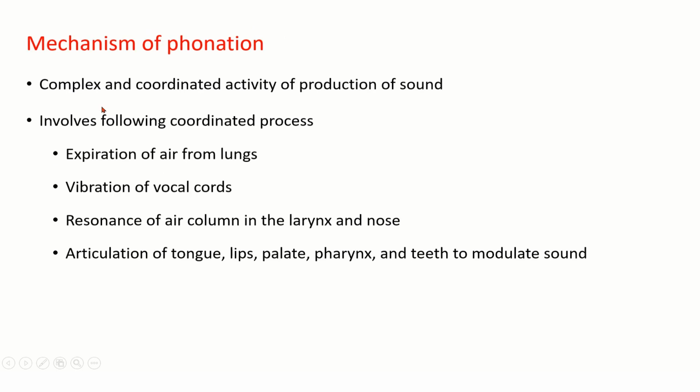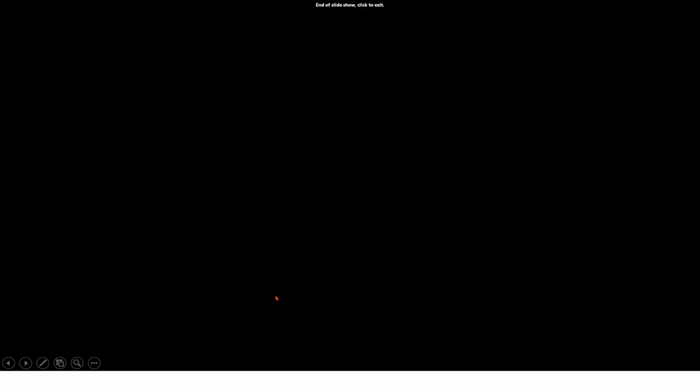So, mechanism of phonation: a complex and coordinated activity of production of sound, involving the following coordinated processes: expiration of air from the lungs, vibration of the vocal cords, resonance of the air column in the larynx and nose, and articulation of the tongue, lips, palate, pharynx, and teeth to modulate sound.